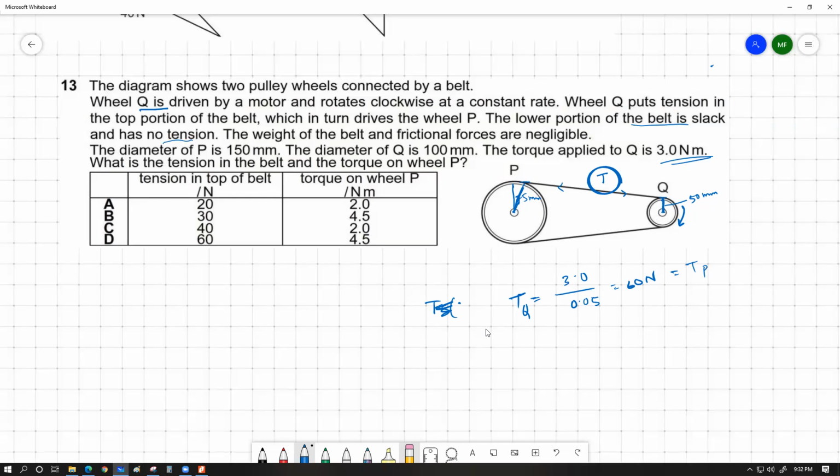So এই পয়েন্টে আমাদের টেনশনের ভ্যালু পারফেক্টলি 60 নিউটনই হবে। এই 60 নিউটনের জন্য টর্ক কতটুকু হবে সেটা ক্যালকুলেট করা হবে। So torque on, so this is tau, I'm trying to write tau over here, which is a bit of a curved tail. So torque of wheel P will be given by 60 multiplied by 0.075, which gives you how much? 4.5 Newton meter. So D is the correct response.